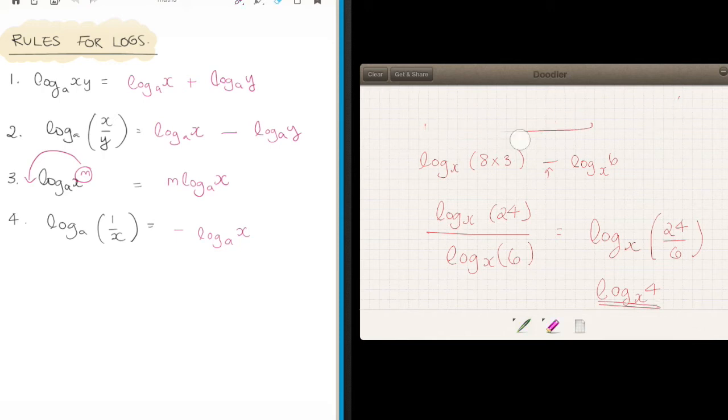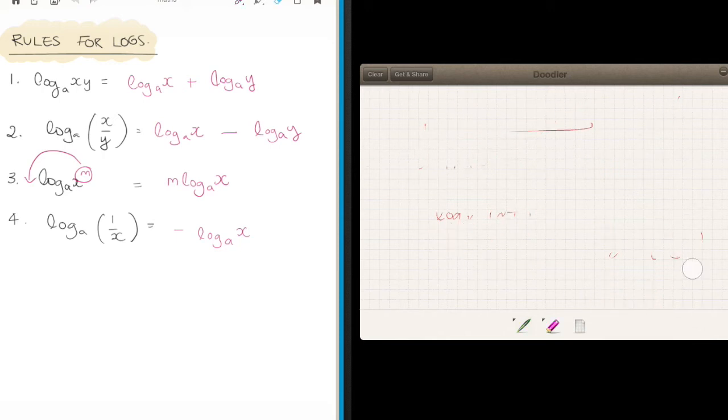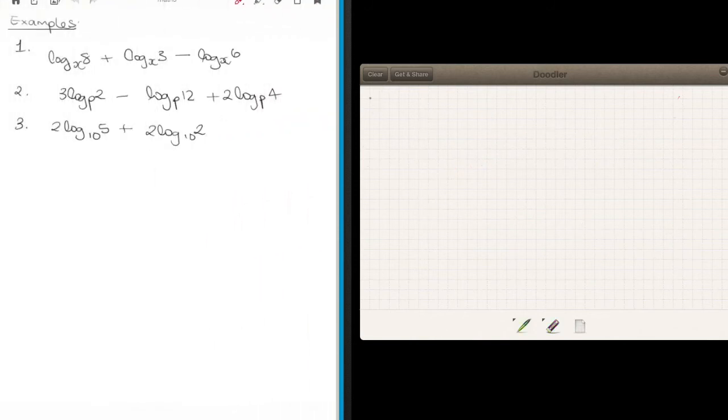So now we go to our next problem, which is 2. And this was 3 log p to the base p to the power of 2 minus log base p to the power of 12 plus 2 log base p to the power of 4. This looks harder, but believe me, if you use your rules, it is not.